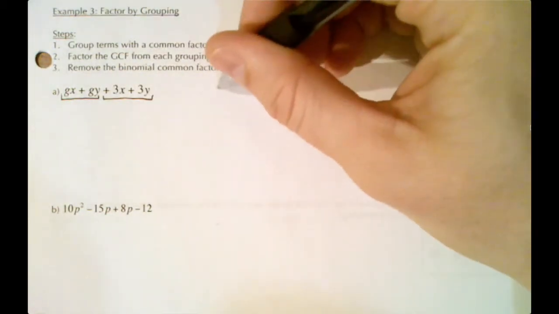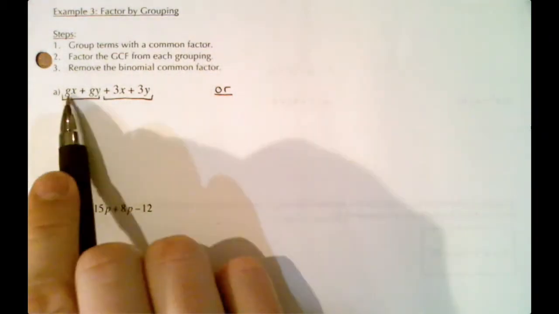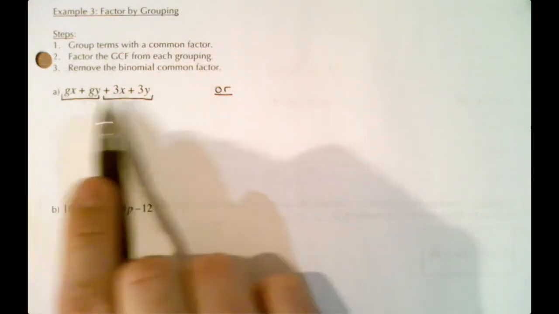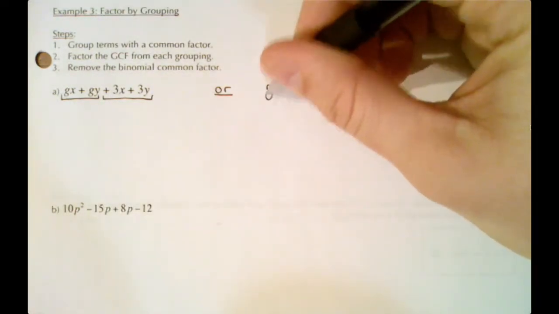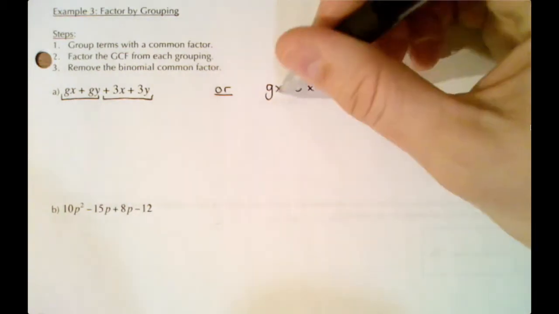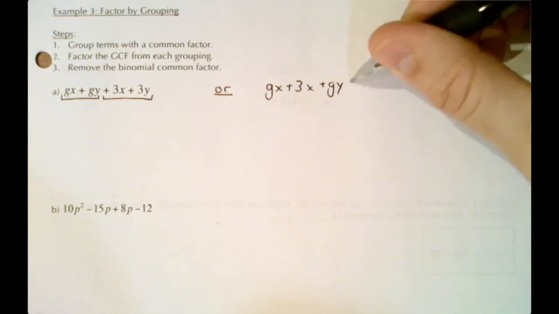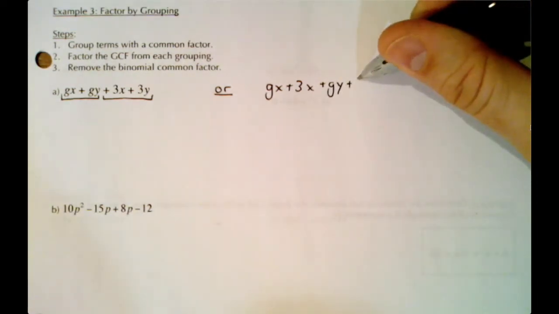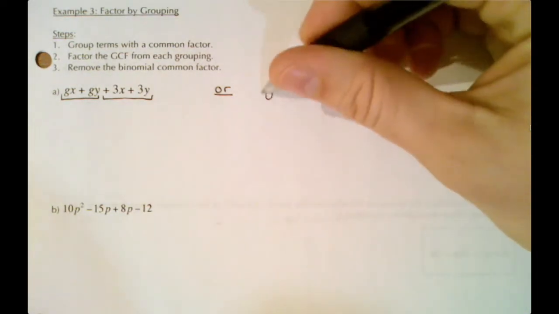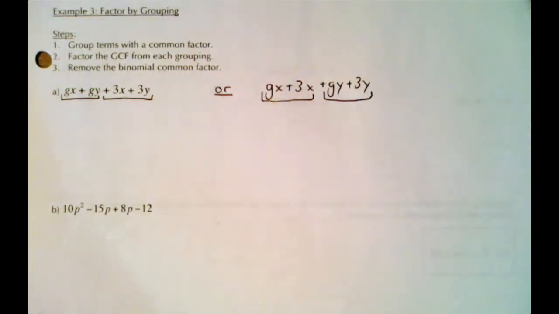We didn't have to group it this way. We could have grouped, say, the terms with x's next to each other and the terms with y's next to each other. And that would look like this. gx plus 3x, I'm just changing the order it's written, plus gy plus 3y. And now it's a different pair of things that are common, but we can still group. And I'm going to show both.